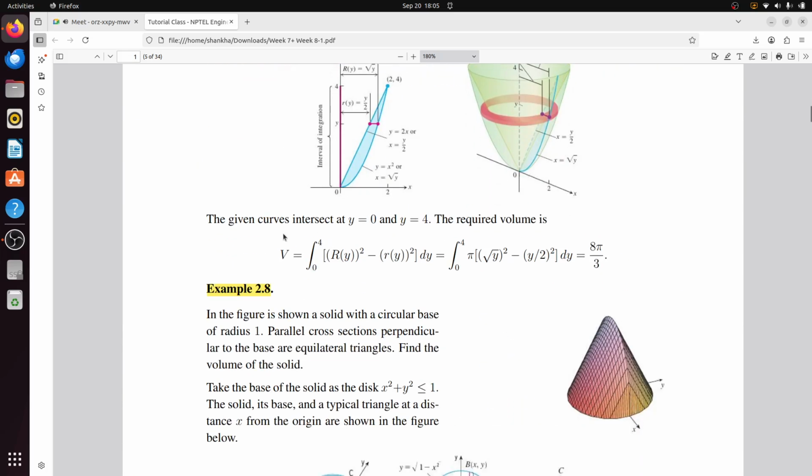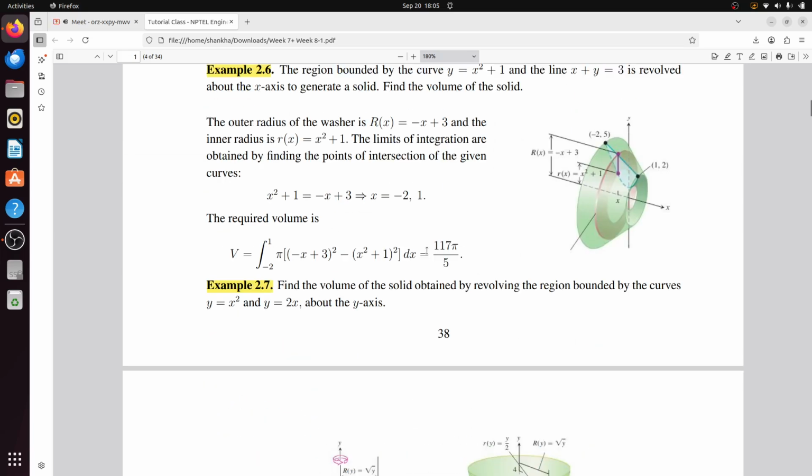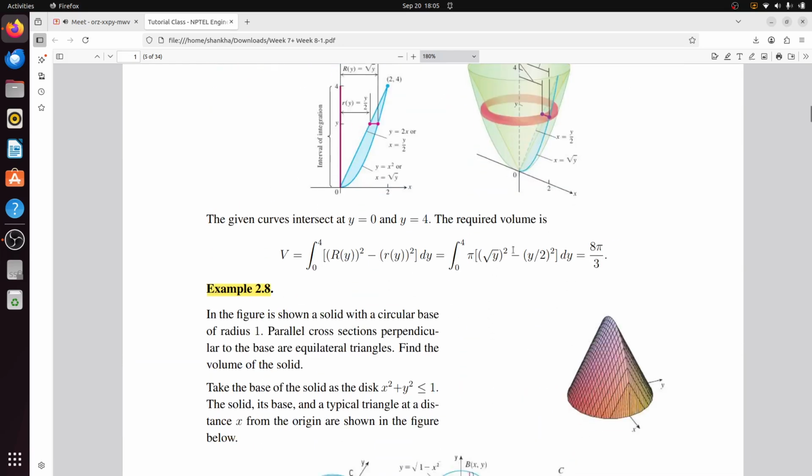See, same formula: pi times R(y) whole square minus r(y) whole square dy. So what is your R(y) here? This will be square root of y and this will be y by 2. So pi times (square root of y minus y by 2) whole square. If you just integrate it, it will become 8 pi by 3.